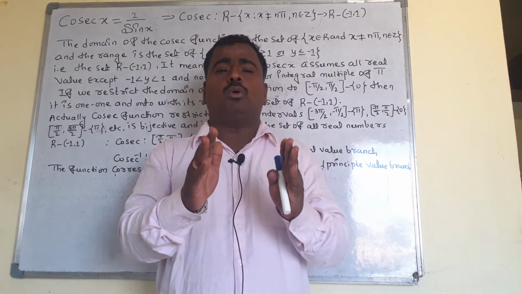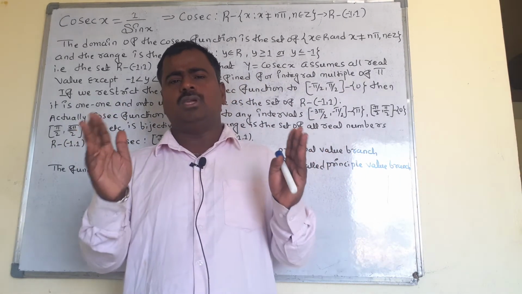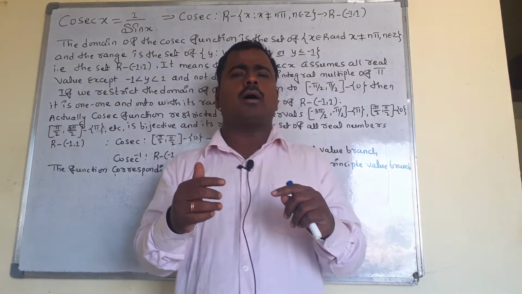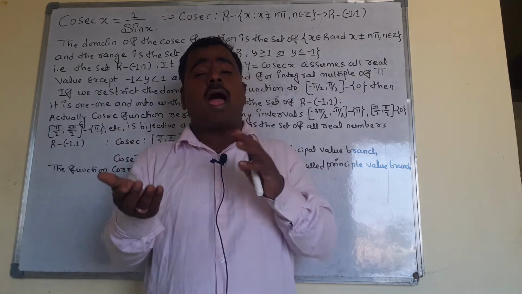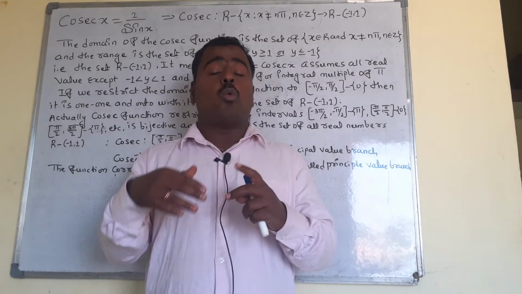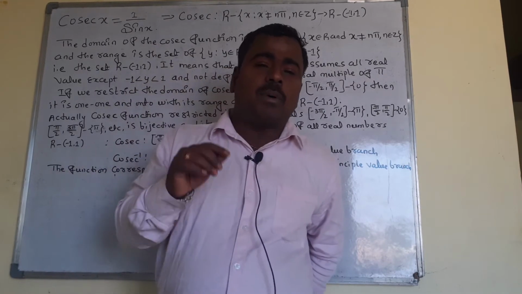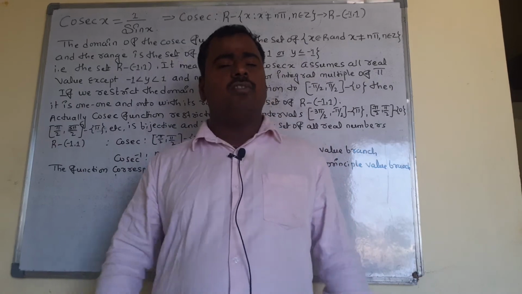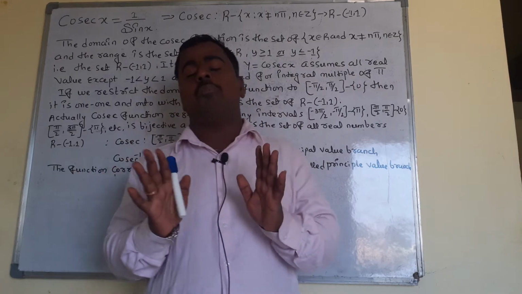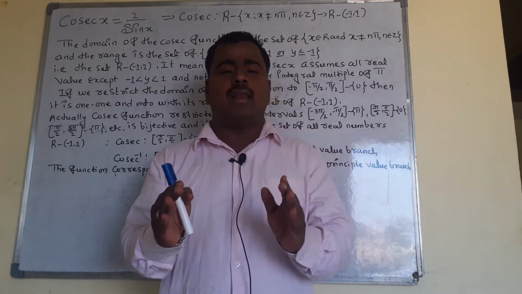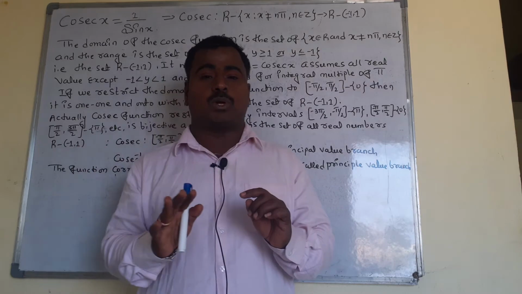First, think about the domain: the set of all real numbers except where x is not equal to n pi, n belongs to Z, and the codomain, which means the range. What do you mean by range? R minus the open interval minus 1 to 1. Why are we taking it this way? Here we clearly express the values as R minus the open interval minus 1 to 1, that is, all real numbers except those with minus 1 less than y less than plus 1.